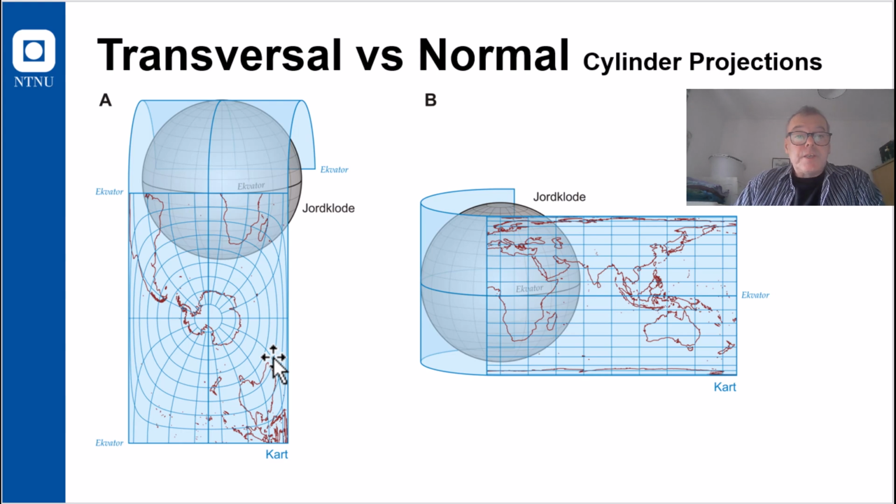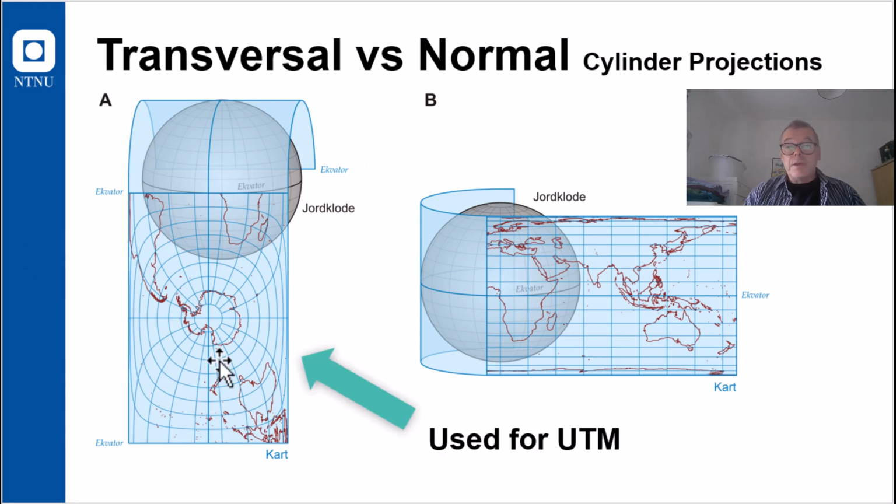We can distinguish between transversal and normal cylinder projection. A normal is when the cylinder is vertical, the cylinder is wrapped around the equator. The transversal is horizontal, where the cylinder is wrapped around the poles. And perhaps not a surprise, as indicated by the name, UTM uses a transversal cylindrical projection.